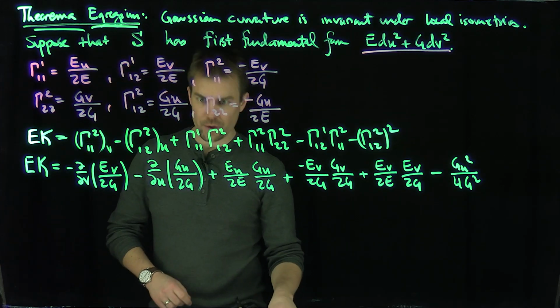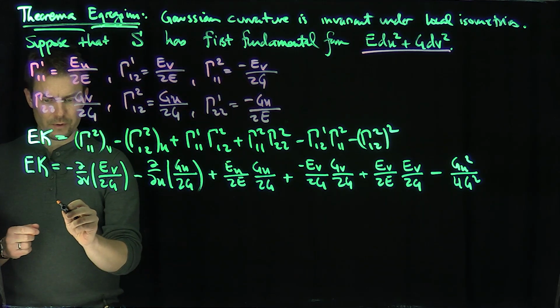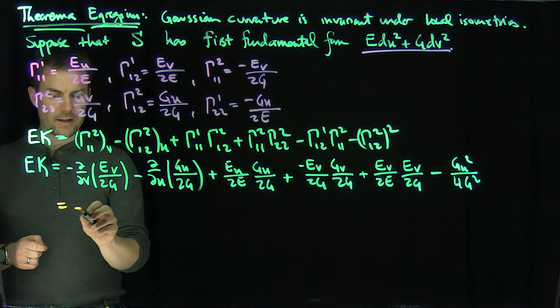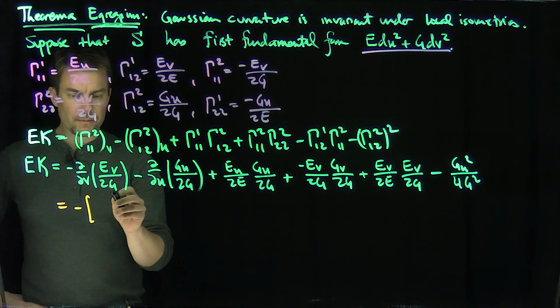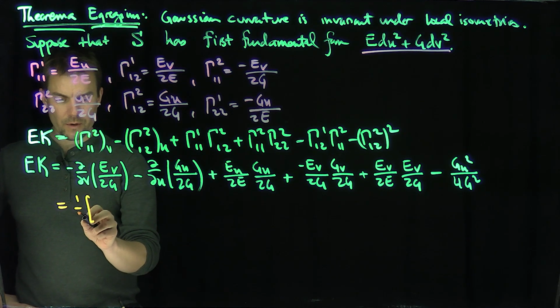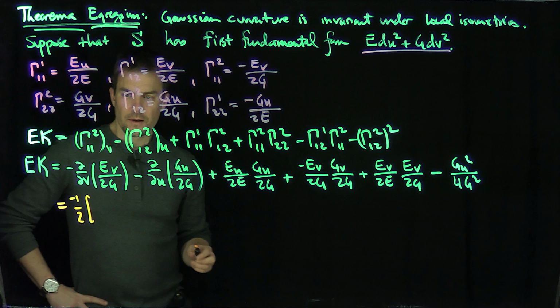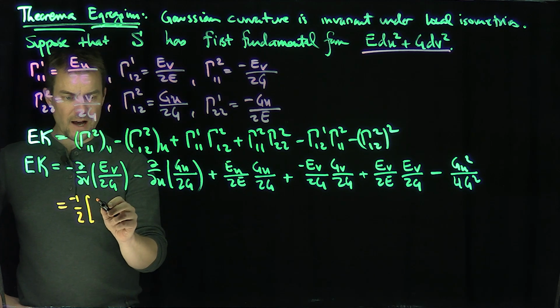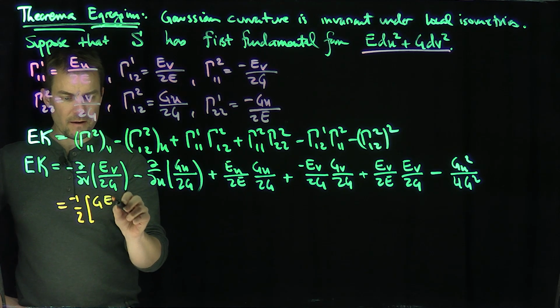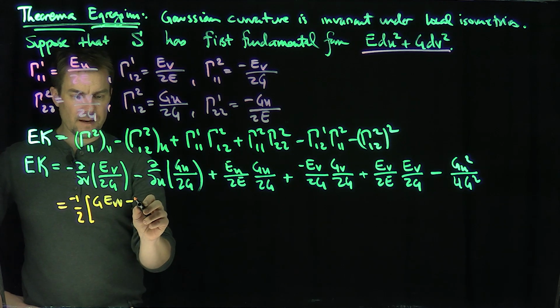So what's the simplification we're going to do? Let's do the quotient rule over here. So this is going to be a negative, and I'll put that one half out in front, one over two with a negative sign, right? And then we'll have a bottom times the derivative of the top. So it's going to be G E_vv minus the top times the derivative of the bottom.